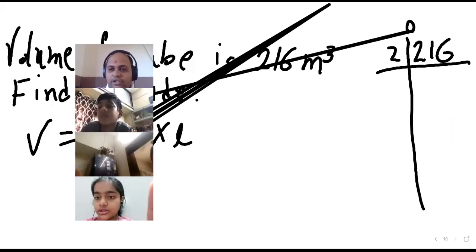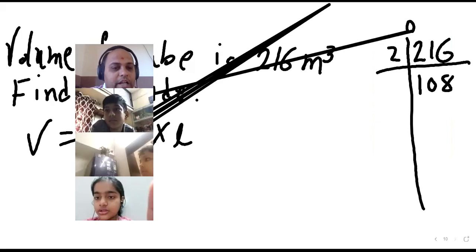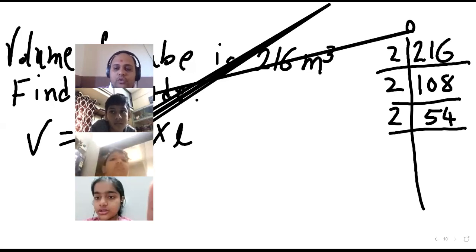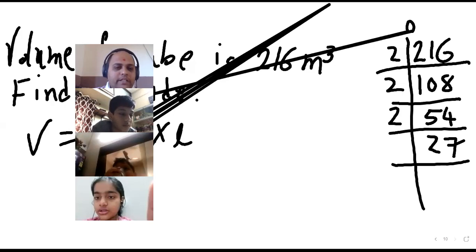So how do we do factorization? 216 divided by 2 is 108. You might have to do the actual division. Further divided by 2, it will give you 54. Another division by 2, it will get you 27. Now, is 27 divisible by 2? It is not, because the last digit is 7. If the last digit is odd, it is not divisible by 2.